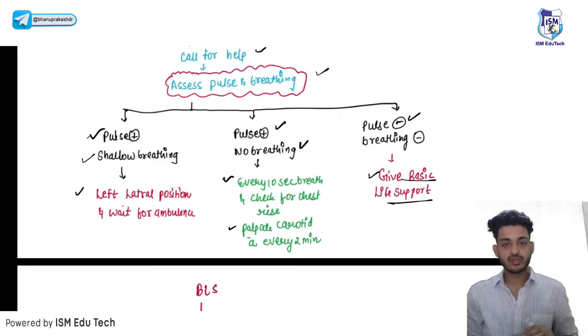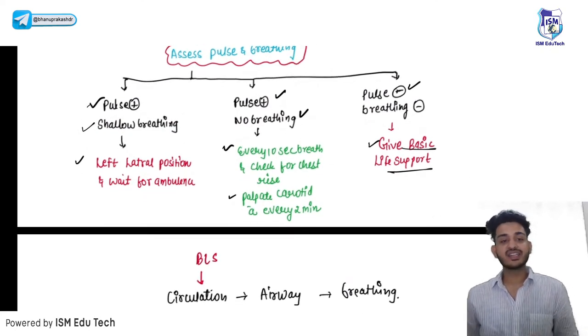Someone is lying on the road, you will check for the pulse. Pulse is absent, you check for the breathing. Breathing is absent. Then you need to start the basic life support. It is not that you start as soon as you reach, right? You should not do that.